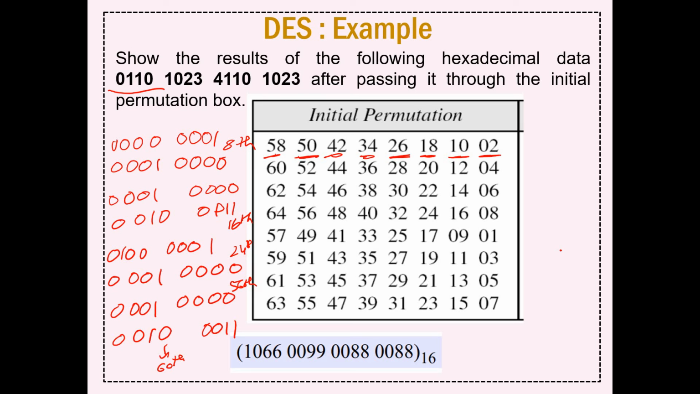For people who are still not able to read the table or the data, please go back to the previous lectures, where I have explained how to read this table. It's very important. So first we are converting the hexadecimal to binary. Then that is my reference data, reference input. The permutation table is with us. For each data, take the particular corresponding input and then change it. Right?